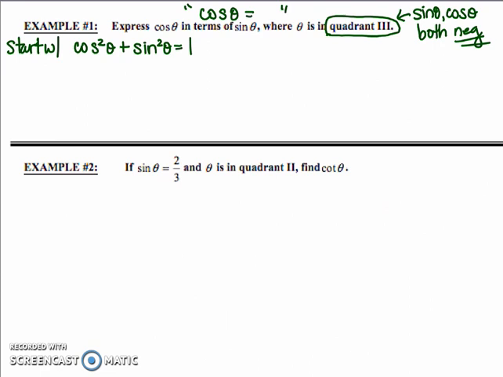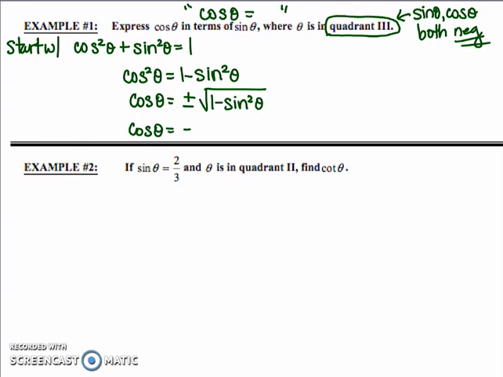So obviously my first step here is going to be to subtract sine squared theta over to the other side of the equal sign. So I'm going to have cosine squared theta is equal to 1 minus sine squared theta. And then if I want to solve for cosine, I am going to be taking the square root. And as I know, when I take the square root, I'm always going to get a plus or minus. And we know, because we're talking about the third quadrant, both sine and cosine are negative. So cosine is definitely negative, so we are going to choose the negative. Cosine theta is going to be equal to the negative square root of 1 minus sine squared theta.